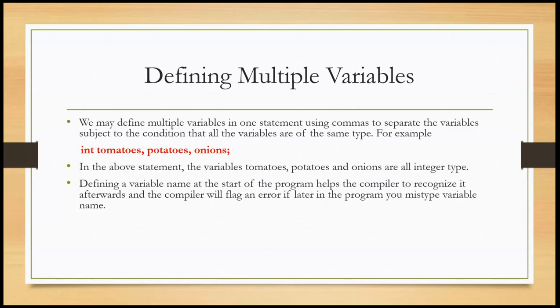Defining a variable name at the start of the program helps the compiler to recognize it afterwards, and the compiler will flag an error if later in the program you mistype the variable name.